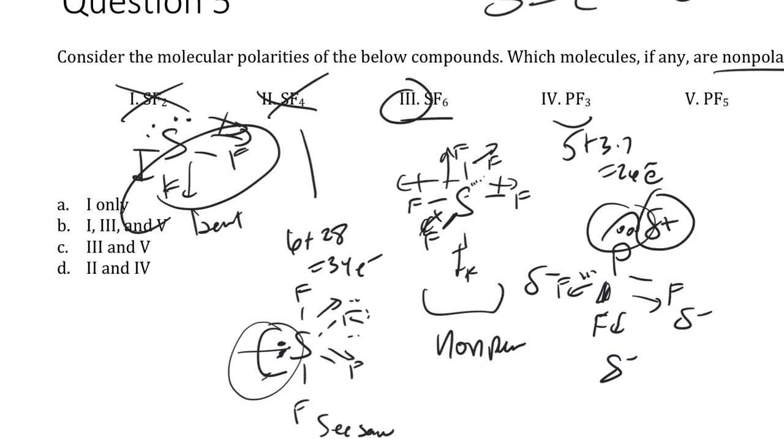The electrons don't have enough negative charge to cancel that positive charge out on phosphorus. What we would need to cancel that positive charge out on phosphorus is another fluorine atom right on top of it, which we don't have. So this molecule here is polar and hence not nonpolar.